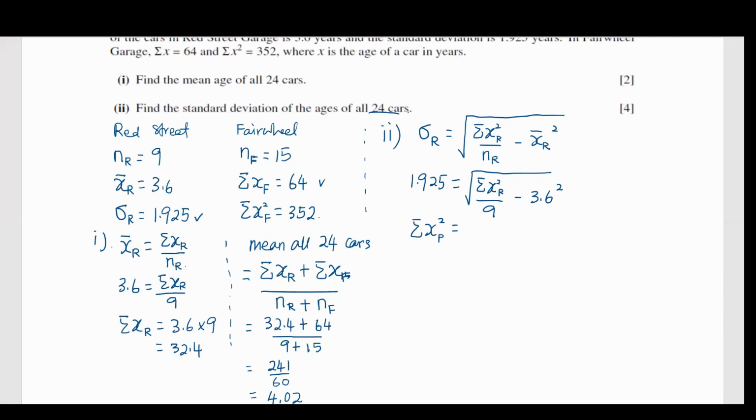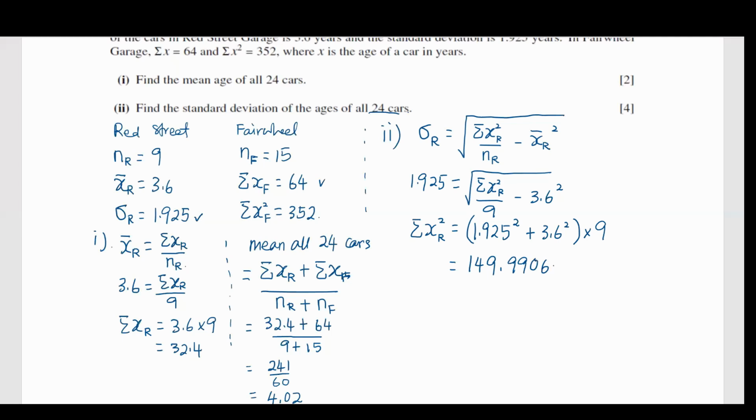Sigma x squared from Rake Street is going to be 1.925 squared, summed with 3.6 squared, and this whole thing is going to be multiplied by 9. All right, so just press the calculator. We are getting 149.9906.